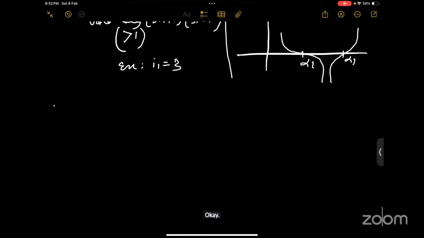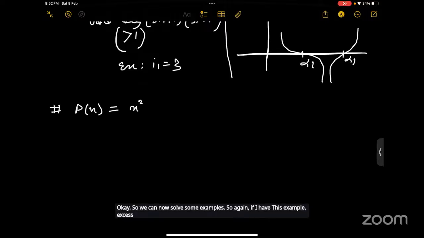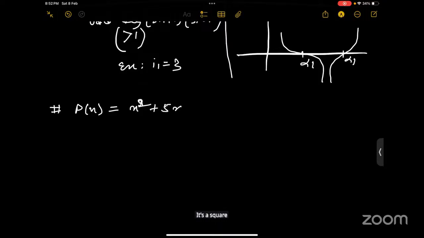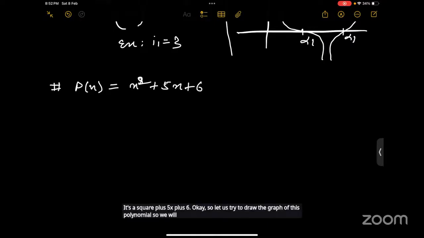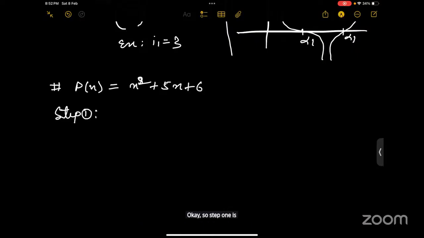So we can now solve some examples. Again, if I have this example, x cube, x squared plus 5x plus 6. Let us try to draw the graph of this polynomial. We will break it in 3 steps. Step 1 is we have to check the end behavior first.